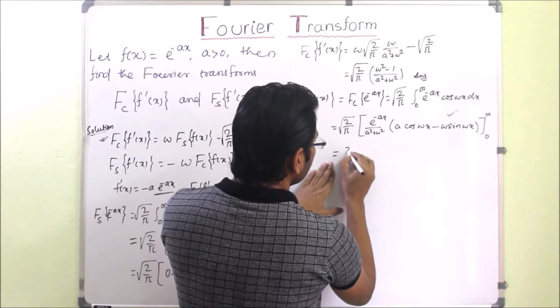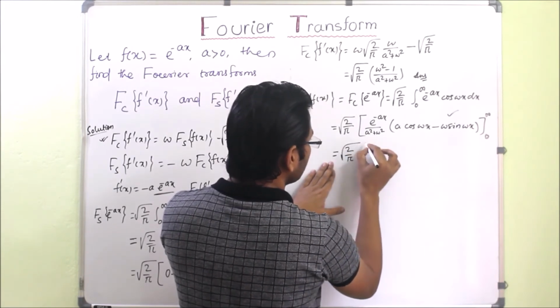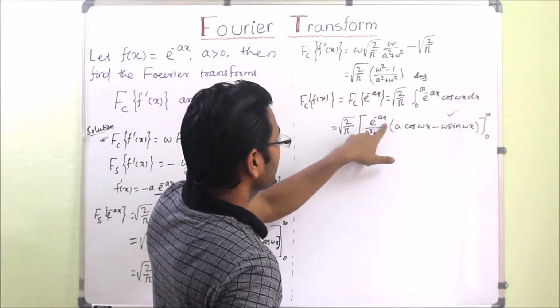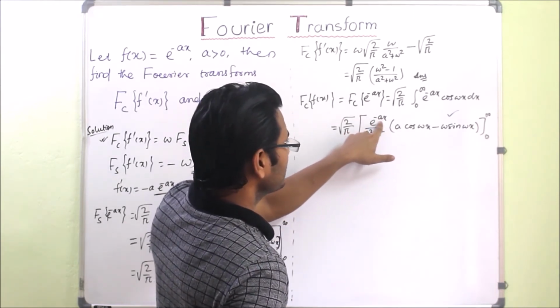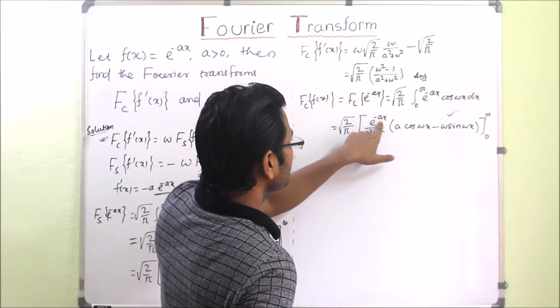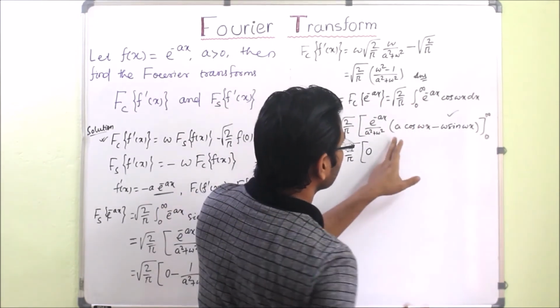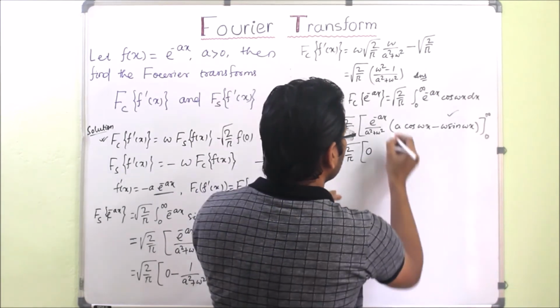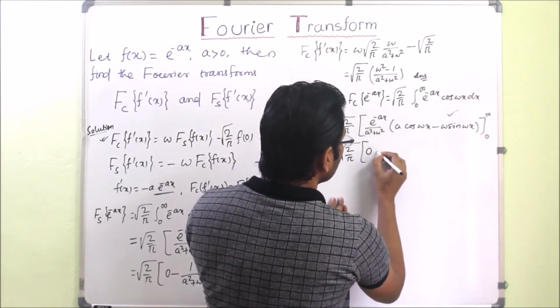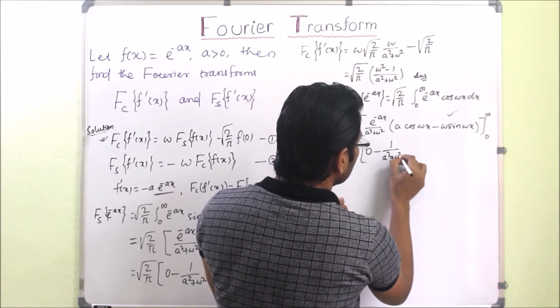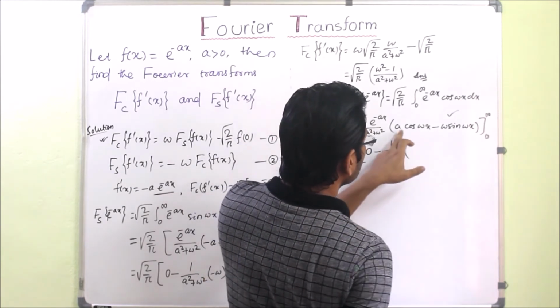So now we will apply the limits. If we apply the limits, what will happen? Again infinity is there in place of x. If we put infinity, e to the power minus infinity will be 0. So the whole term will be 0, so we will write 0. Then next we have to apply 0. If we apply 0, then e to the power 0 will be 1. So it will be 1 by a square plus w square, then whole into a.